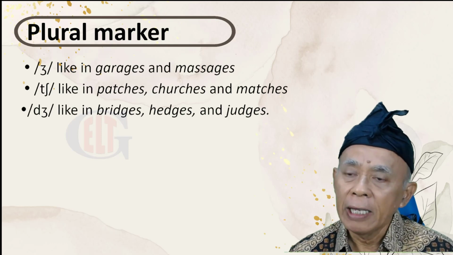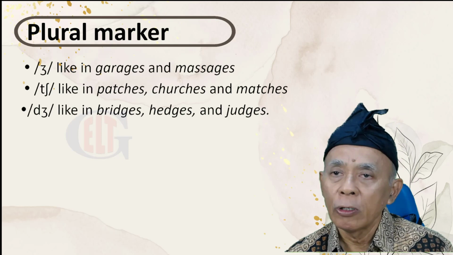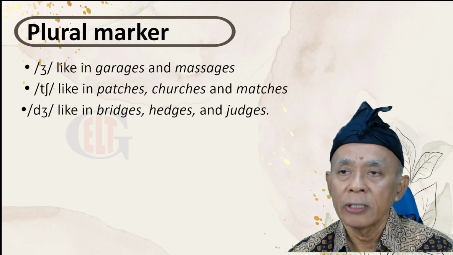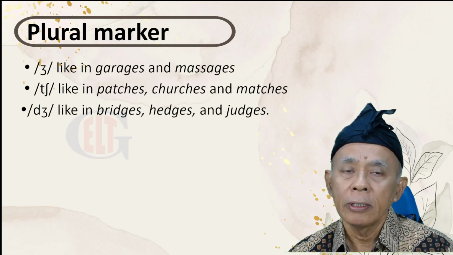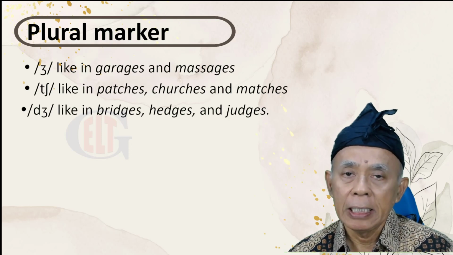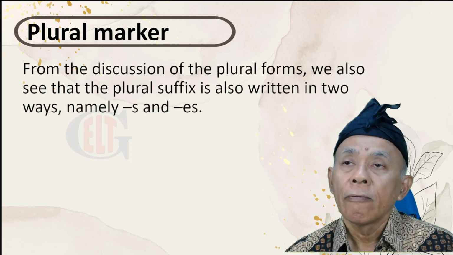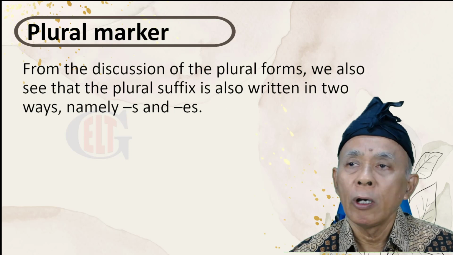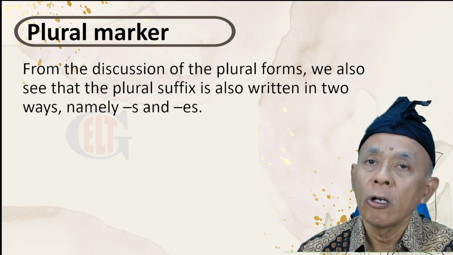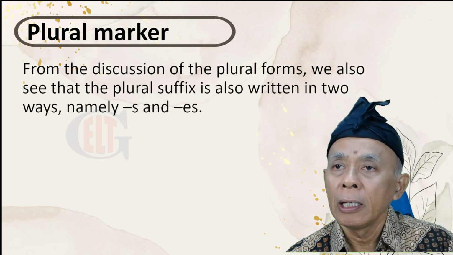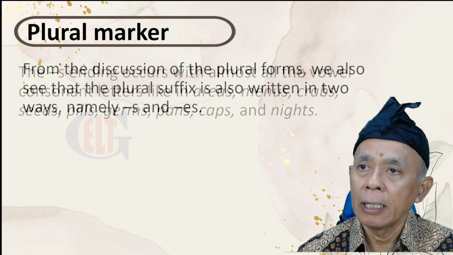So once again, we have three different sounds for the plural suffix: the z sound, the s sound, and the /ɪz/ sound. From the discussion of the plural forms, we also see that the plural suffix is written in two ways, namely the s and es.